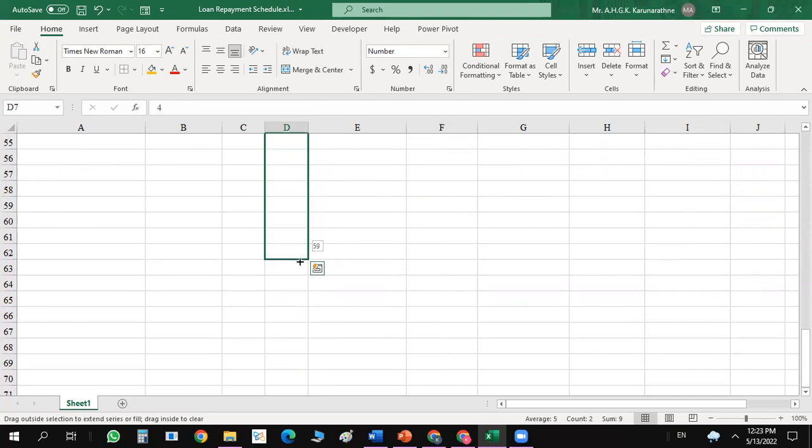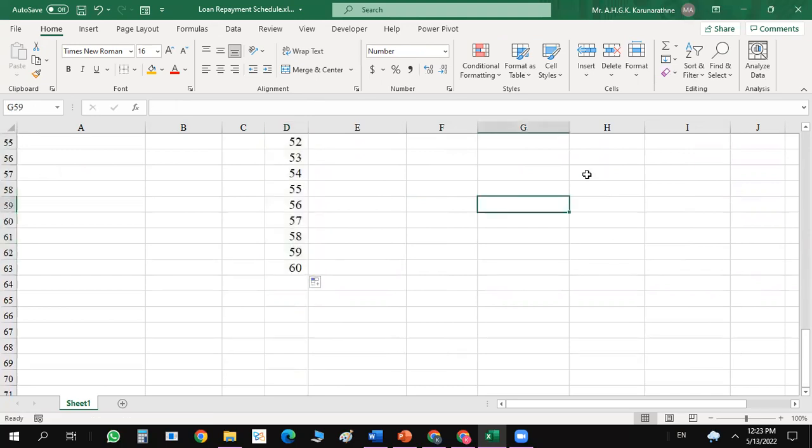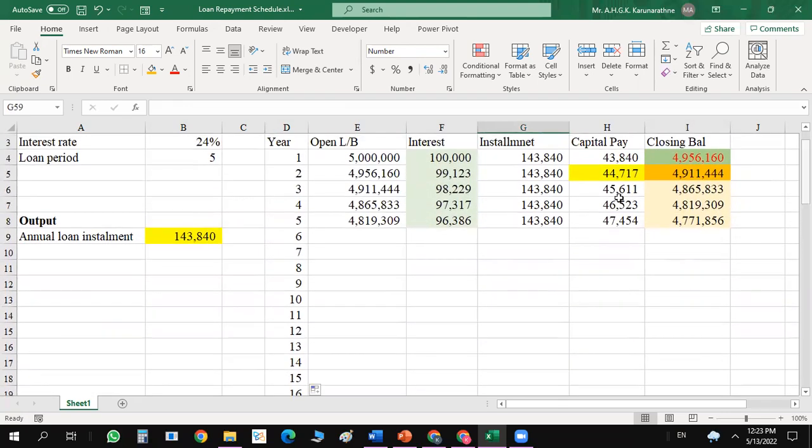Then pay 60 installments. In the pay formula, we use relative and absolute references.